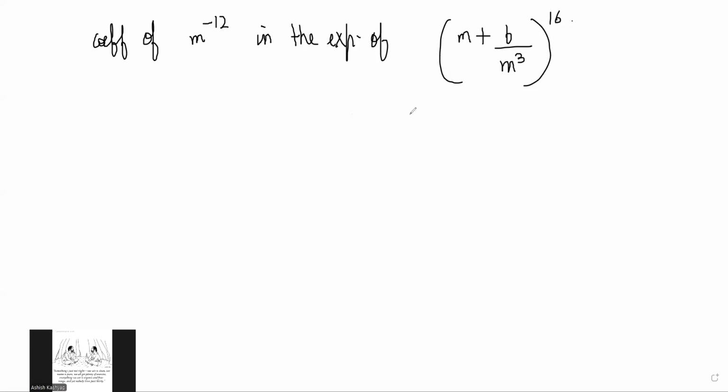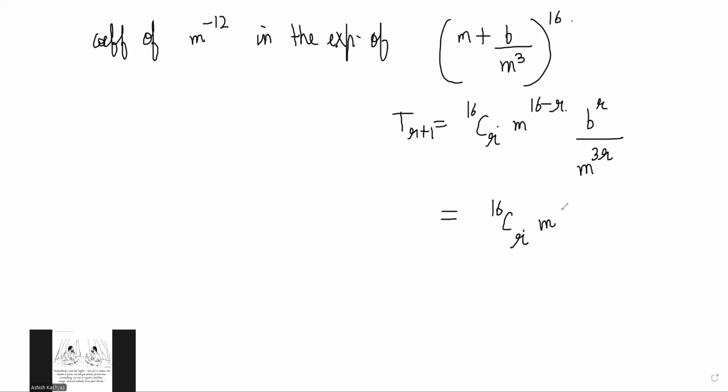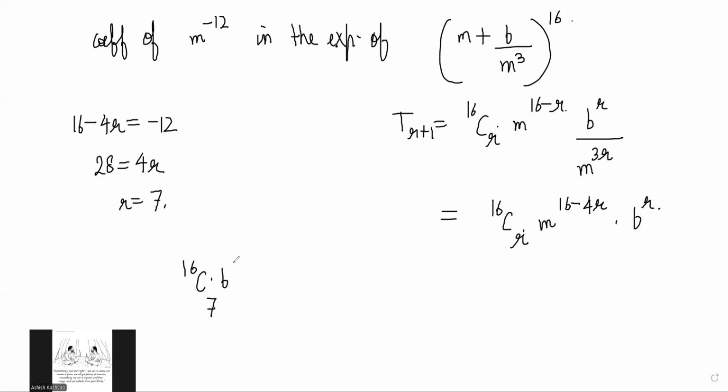So write the general term here. The (r plus 1)th term will be 16Cr m to the power 16 minus r, b to the power r by m to the power 3r, right? So this becomes 16Cr m to the power 16 minus 4r into b to the power r. And we have to make 16 minus 4r equal to minus 12. So 28 should be 4r and r should be 7. And in that case, our coefficient will become 16C7 b to the power 7.